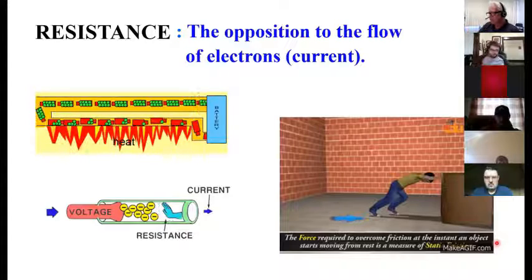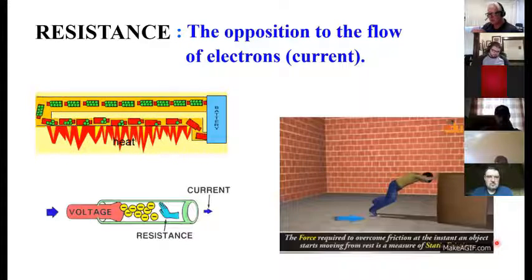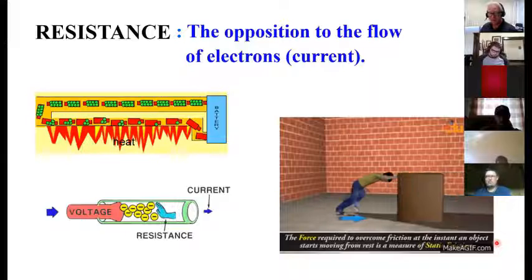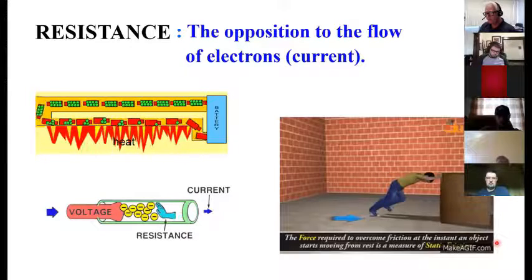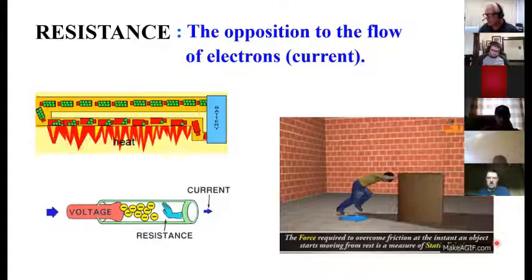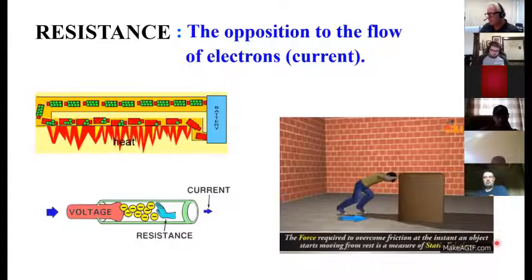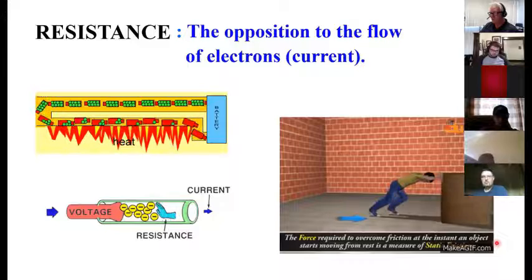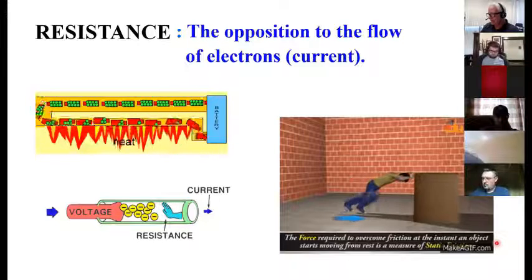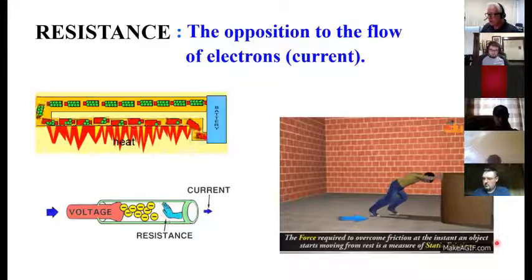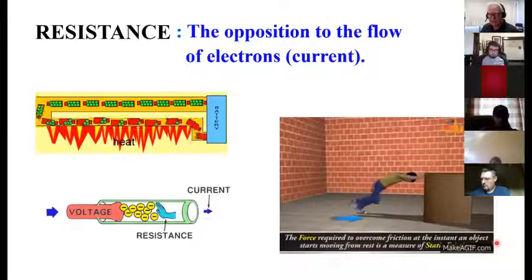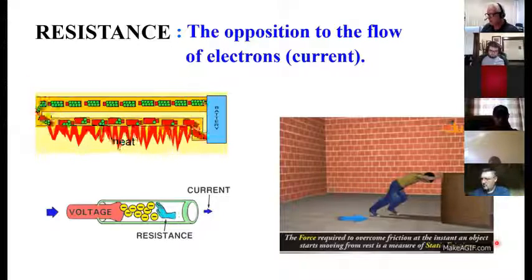Resistance is the opposition to the flow of current, and it's completely caused by friction. Electrons are trying to move through a conductor, a wire, or a trace on a circuit board, but it's rubbing against other electrons and the rest of the atoms. It's friction, and that friction causes heat. Just like when you're rubbing your hands together, it causes heat.